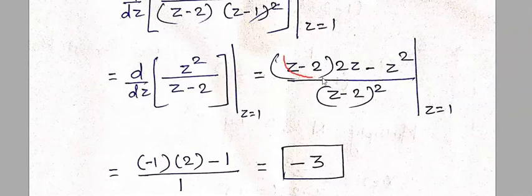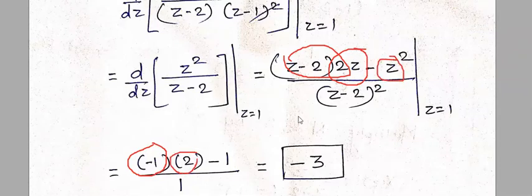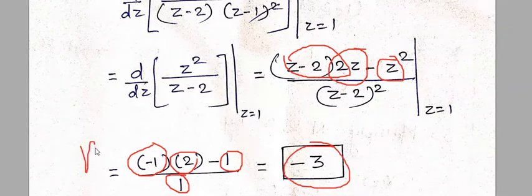Once we put z equal to 1, we'll get it like this. Here 1 minus 2, that is minus 1. This is 2 into 1, that is 2. This is 1 square, so it will be 1. And at the denominator it is 1 minus 2 bracket square, so minus 1 square, so it will be 1. So overall it will be minus 2 minus 1, that is minus 3. So this is the value for b. Remember, this is the value for b.